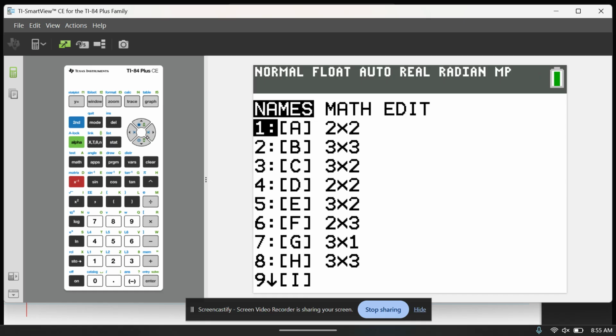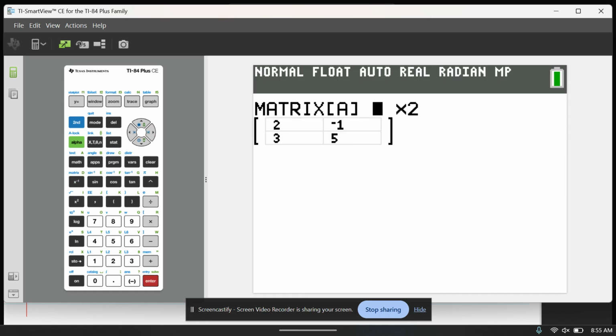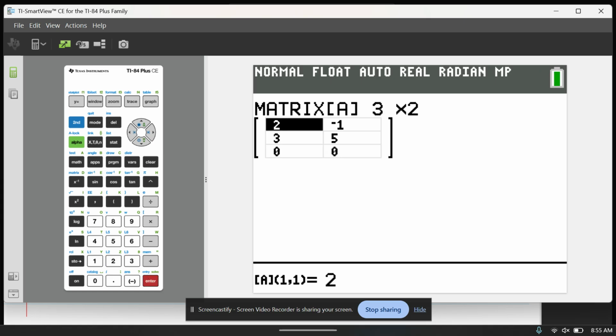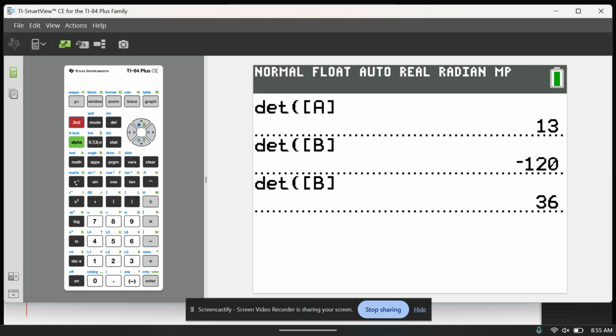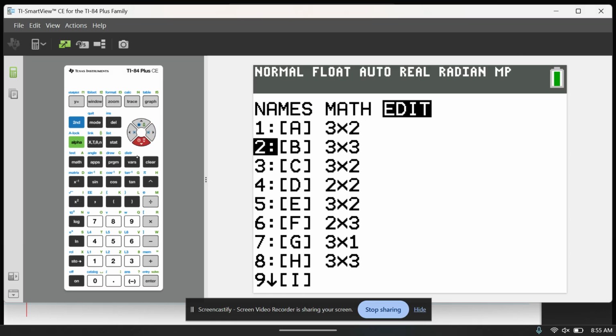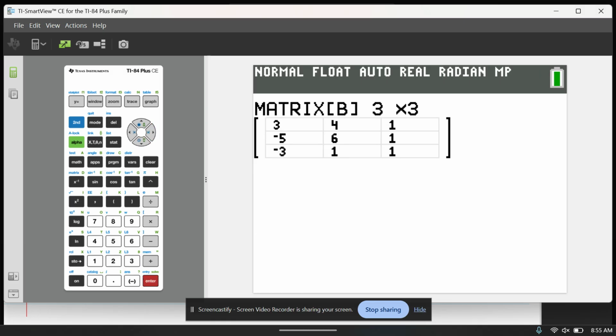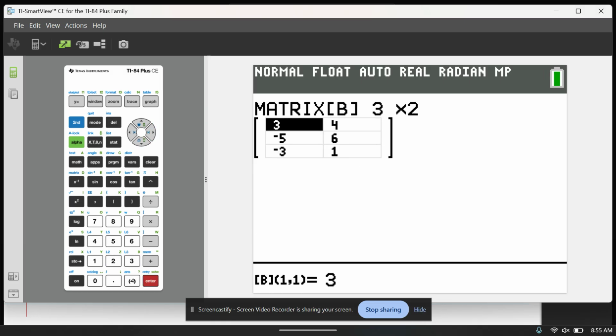So I'm going to go to the matrix. I'm going to go to edit. Matrix A, this was a 3 by 2. So it's 2, 6, negative 5, 8, 10, negative 11. Go back to the matrix, go to edit, and then matrix B, change it to a 3 by 2 and put that matrix in there. It's negative 5, negative 8, 13, 6, negative 14, 4.